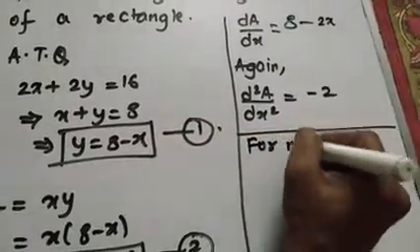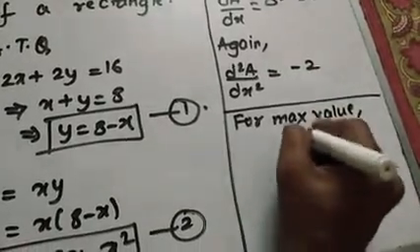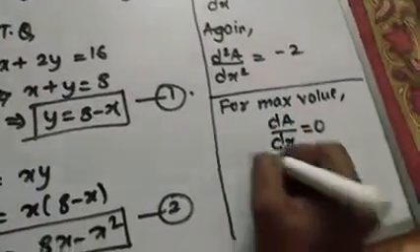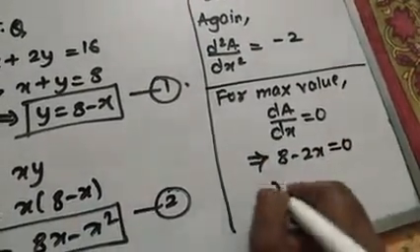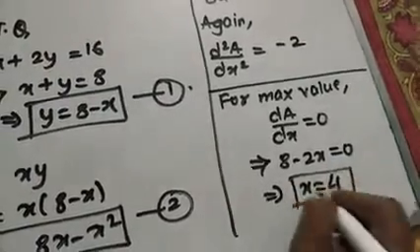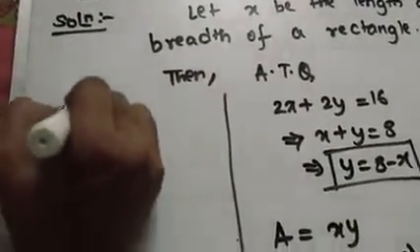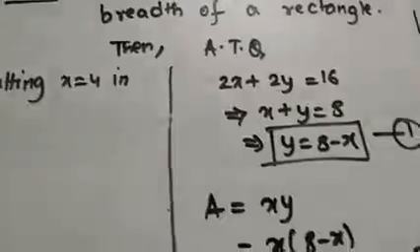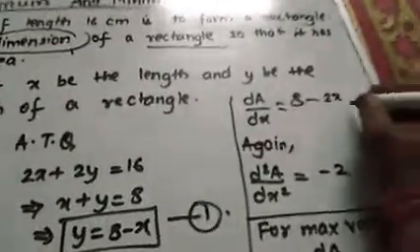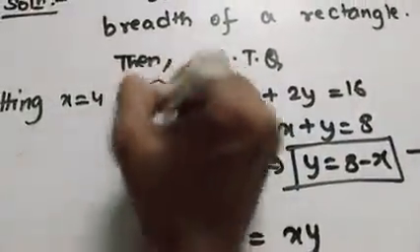So after that you will write, for max value, because we have to find the max value in the question, dA by dx equals 0, that is dA by dx is 8 minus 2x equals 0. So from here we will get x equals 4. Now putting this x in our second order derivative. Putting x equals 4 in, okay, we didn't name that. So name this as 3, name this as 4.